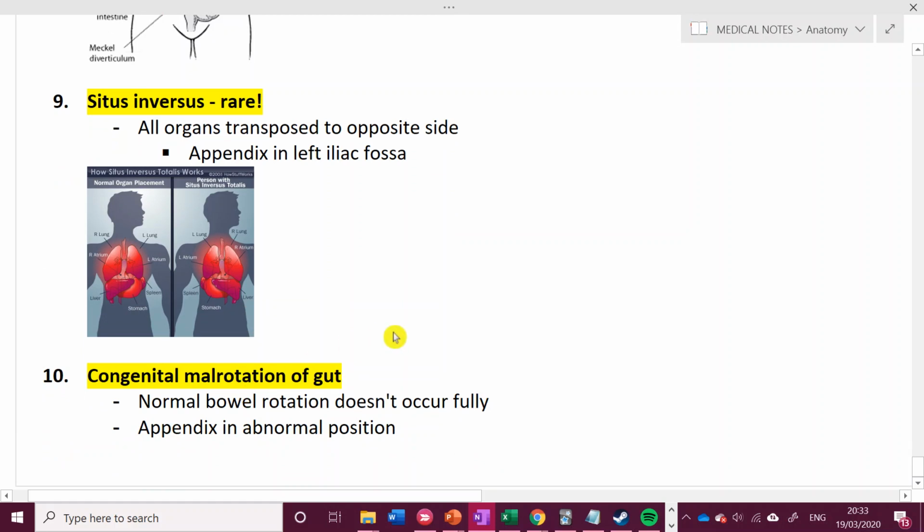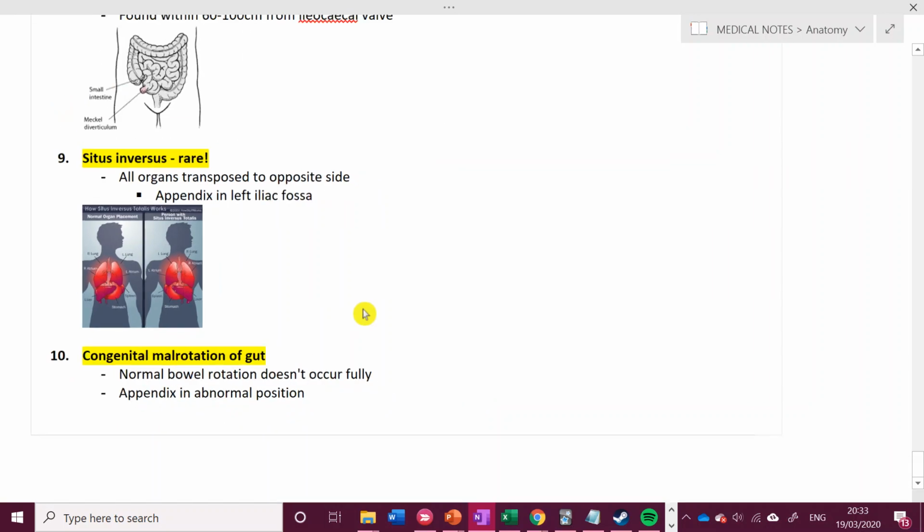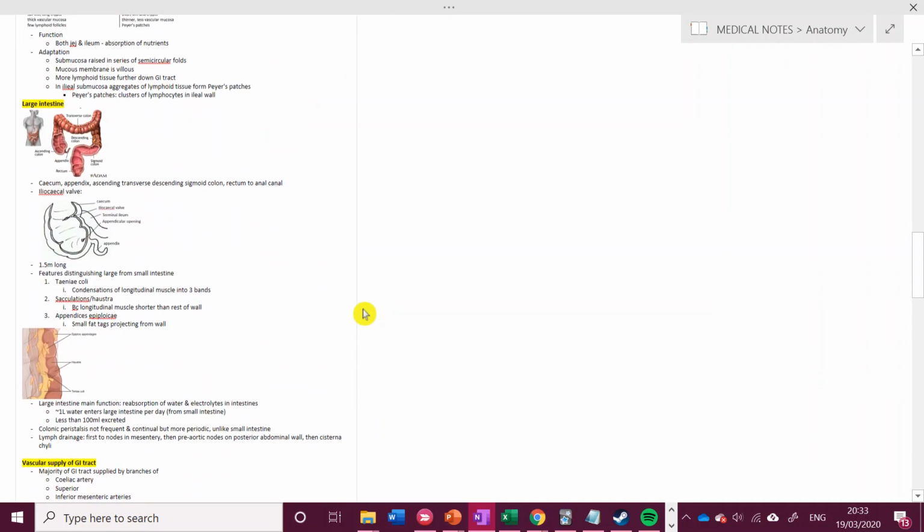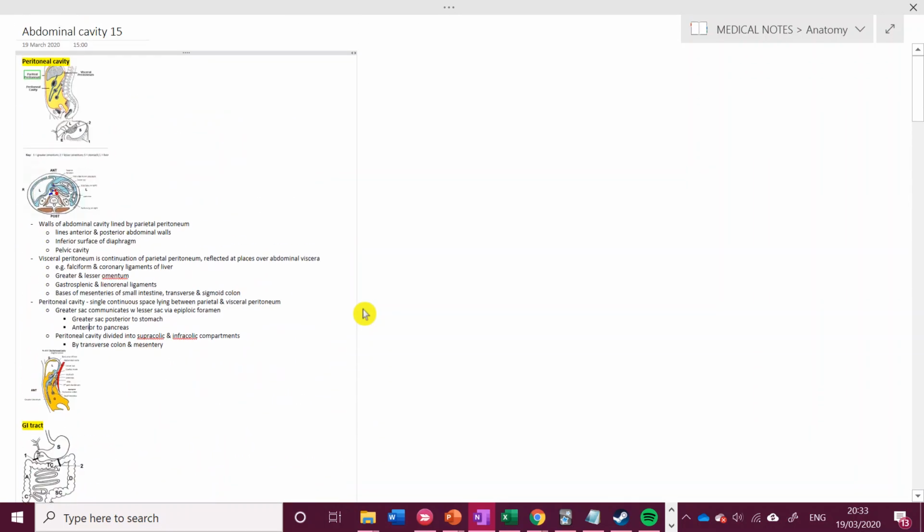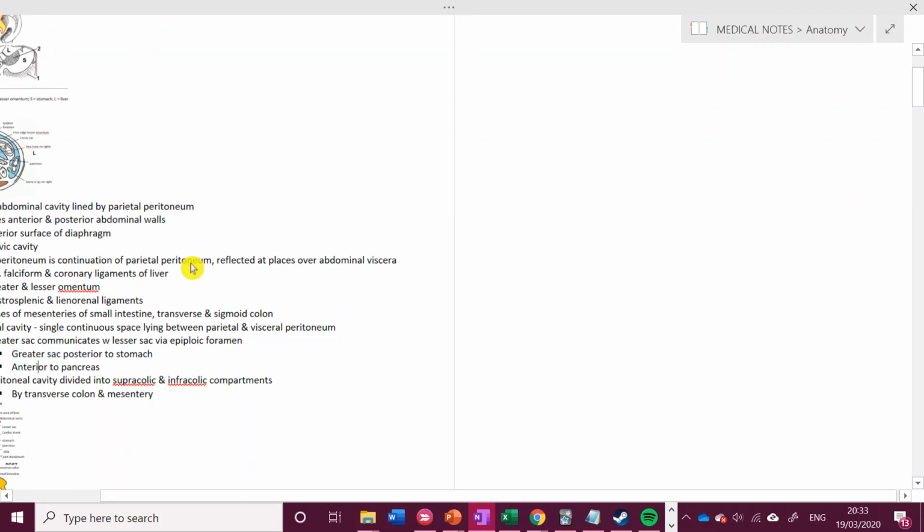And then you can have a condition called congenital malrotation of the gut, which is where the normal bowel rotation doesn't occur fully, so the appendix is in an abnormal position from birth. So, yeah, that's basically all about the anatomy of the abdominal cavity.